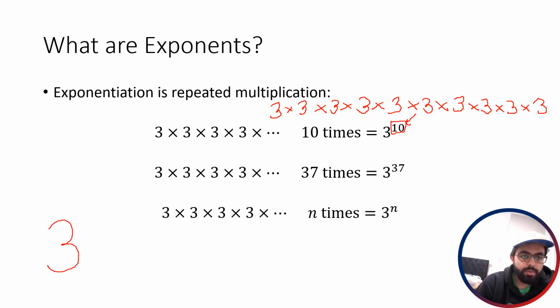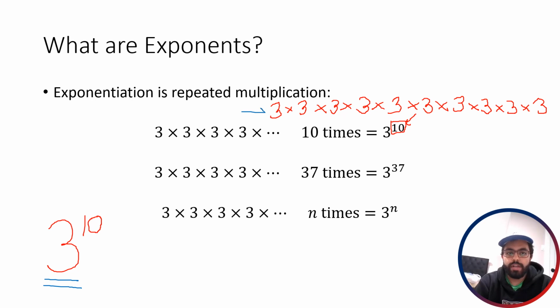I've said it both ways. One thing I will tell you guys that I actually meant to put on the slide but then forgot is that this 3, the big number that you end up multiplying over and over again, right? Here we're multiplying a bunch of 3's together. That's this big number right here. That's called the base.